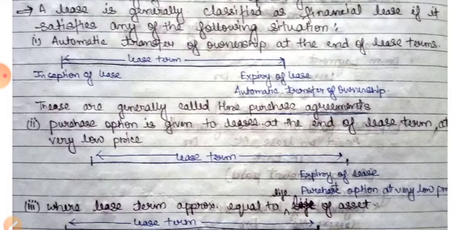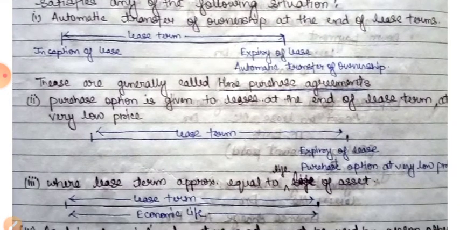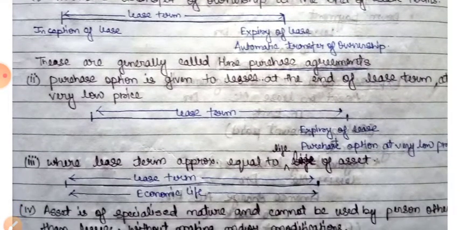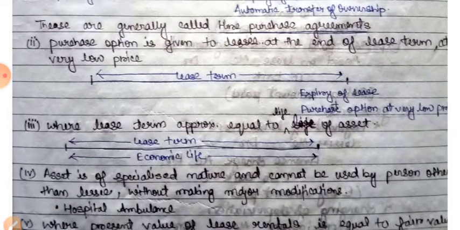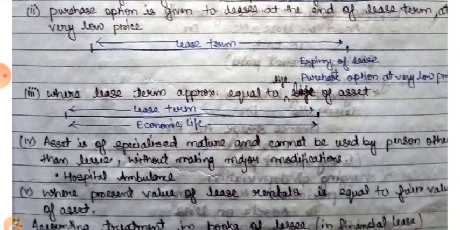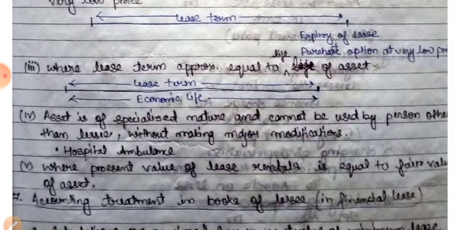What do you mean by automatic transfer? At the end of lease terms, automatically the asset will be transferred to the lessee from the lessor. These are also generally termed as hire purchase agreements. Second point is a purchase option given by lessor to lessee at the end of lease terms at a very low, nominal price, say rupees 100 or 1000, which must be lower than the actual value of the asset at the end of lease terms.